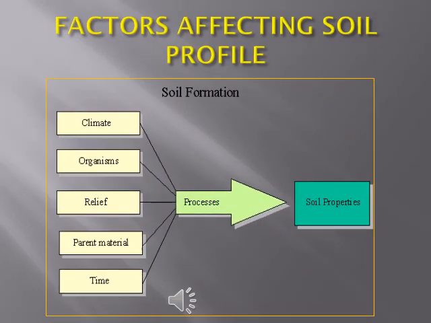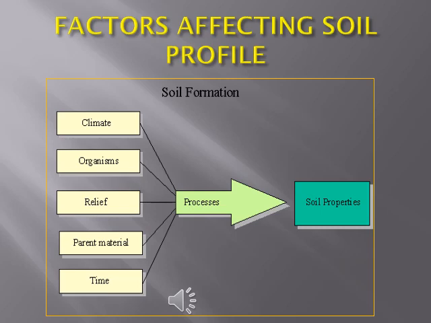Factors affecting soil profile and soil formation, I already mentioned earlier: climate, organisms, relief, parent material, and time taken for the process. These are affecting the soil profile and soil properties. Climate means according to climatic conditions. As I told you, the example of laterite soil in Kannur: the temperature is high and we are getting heavy rainfall. Because of that, the humus content and microorganisms in the soil die, and that's why we are having laterite soil here. So what type of climate is there in one place will affect the type of soil.